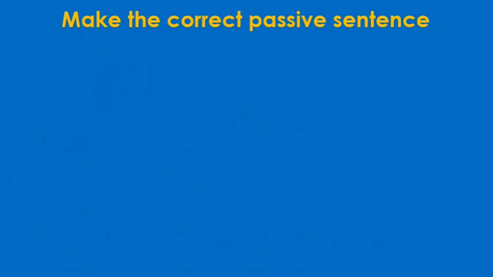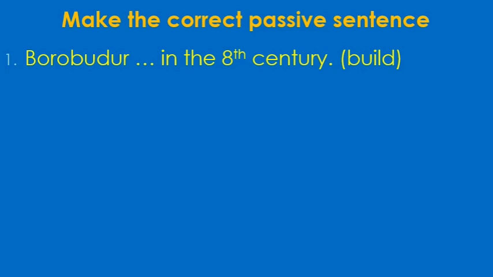Practice time. Now the correct passive sentence. Number 1. Borobudur blah blah blah in the 8th century. Now we have to decide present, past or future. It's in the 8th century, in the past. So of course is verb 2, so was built. Was is the to be for the past, and built is the verb 3.